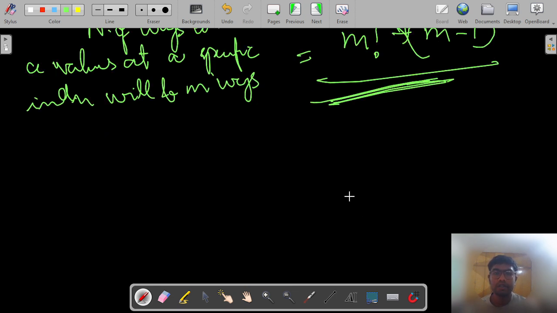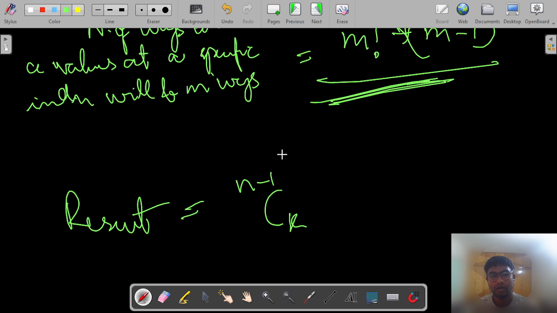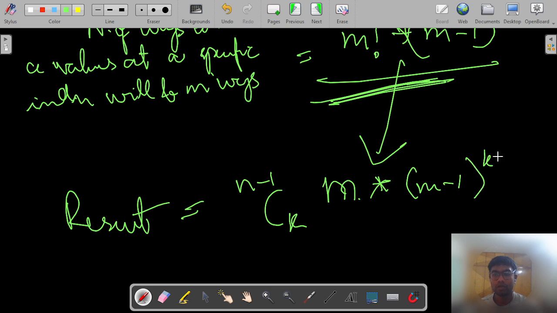Okay, so considering these two formulas, our result should be n minus 1 C k, and this part that we had, m into (m minus 1) to the power n minus k minus 1, and all of this mod 10 power 9 plus 7. So this would be our final value, right?